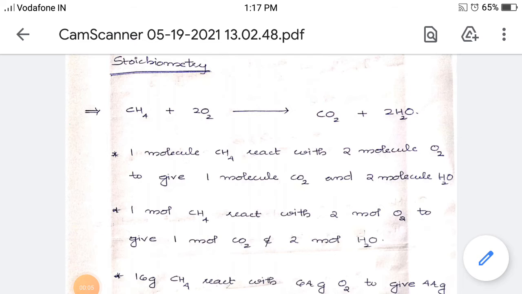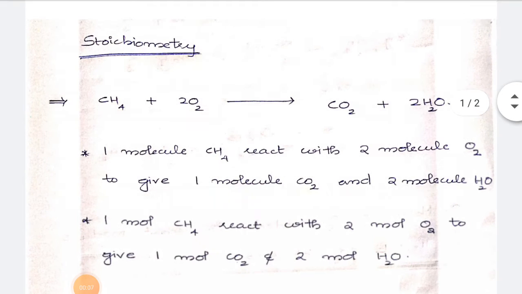Today we are discussing the next part of this chapter. This is also very important from the examination point of view. It is stoichiometry. Okay, what do you mean by stoichiometry? Or what is actually the stoichiometric calculation? And what is the use of stoichiometric calculation?